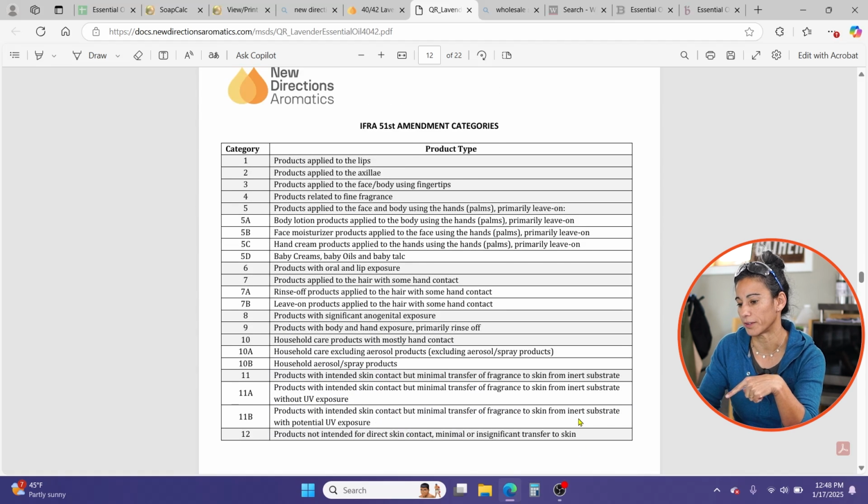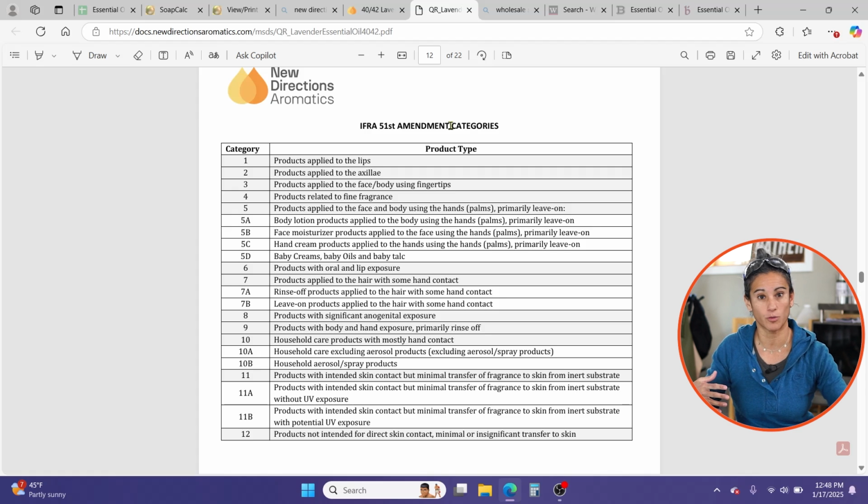because this is important. So the IFRA is not just in charge of fragrance for cold processed soap. They make sure that all fragrances, any fragrance that's created in a lab or any essential oil, anything that is used to scent a product is safe to use. And so that's their task. And they have all of these categories of products. So the IFRA, this is their 51st amendment, by the way. They keep changing. So, you know, usage rates don't always stay the same.